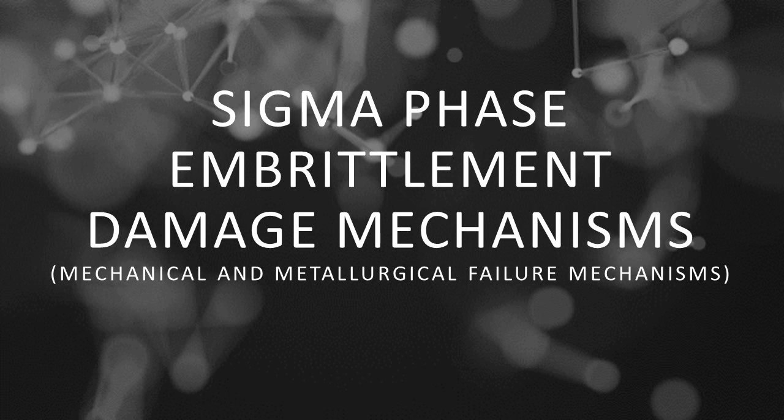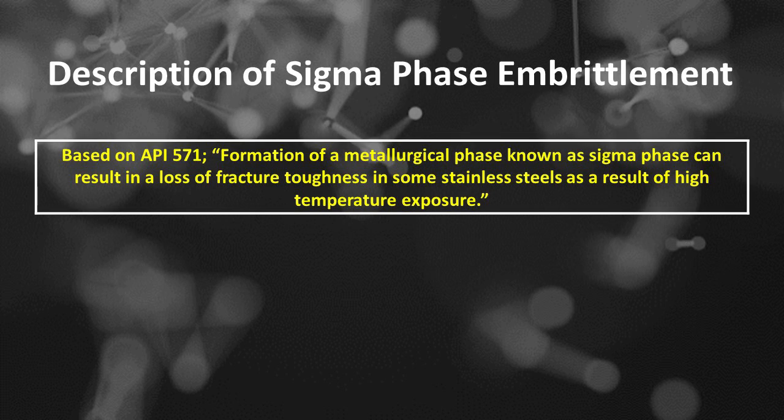Sigma phase embrittlement damage mechanism is a part of mechanical and metallurgical failure mechanisms. Description of sigma phase embrittlement based on API 571. Formation of a metallurgical phase known as sigma phase can result in a loss of fracture toughness in some stainless steels as a result of high temperature exposure.